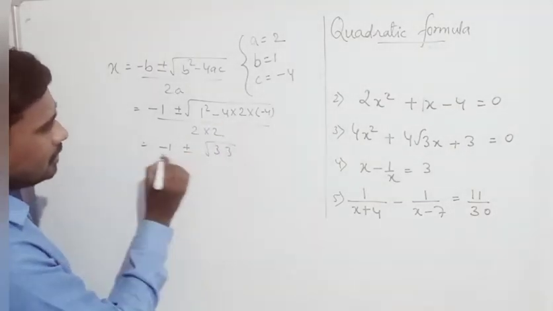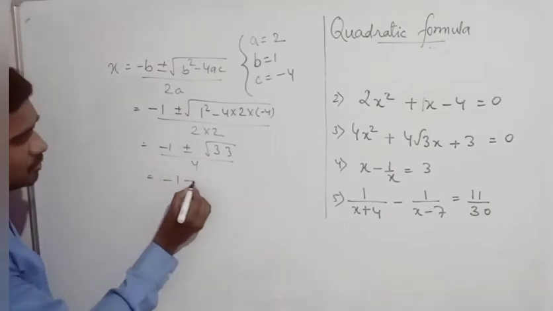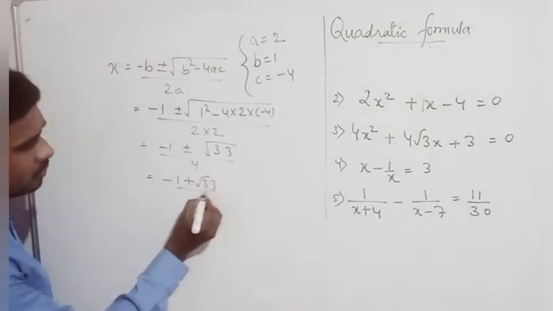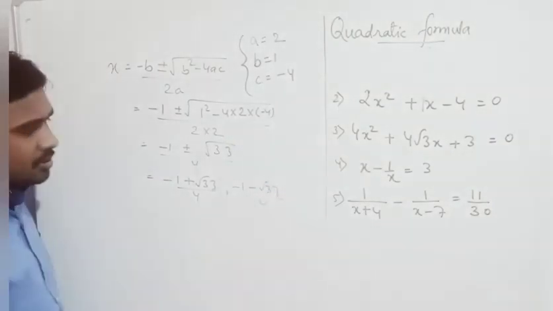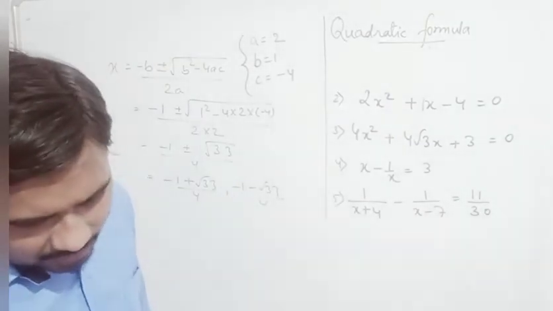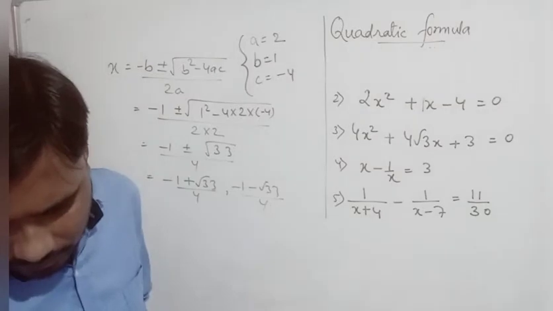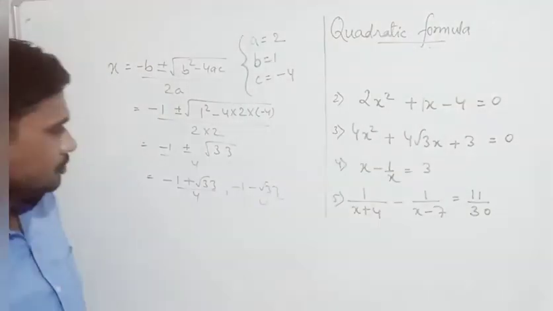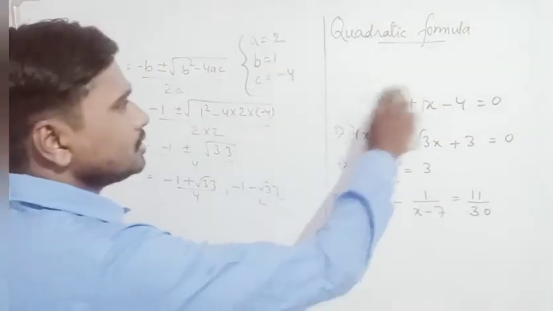Okay, 33 by 4. So what is the answer? Minus 1 plus root 33 by 4 and minus 1 minus root 33 by 4. So these are the roots of this quadratic equation. Okay, these are our roots. Clear? Second question. Note it down. Okay, second question.